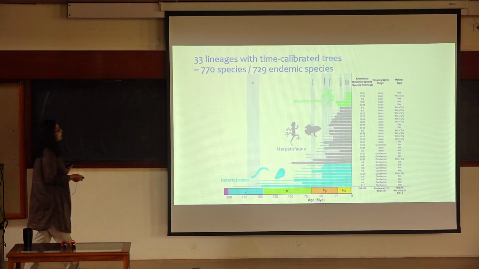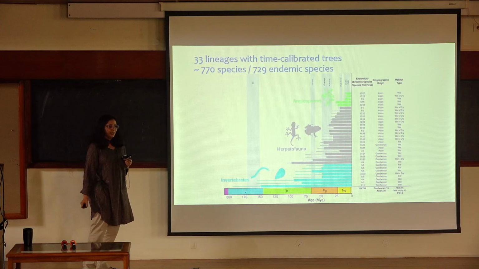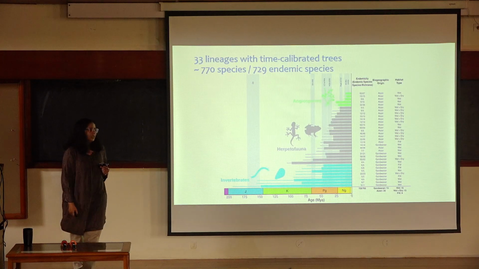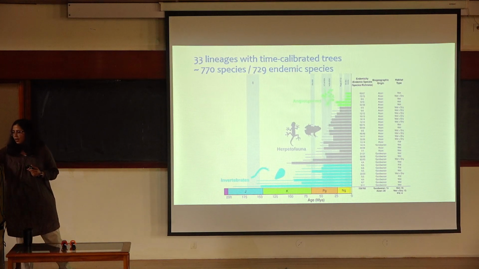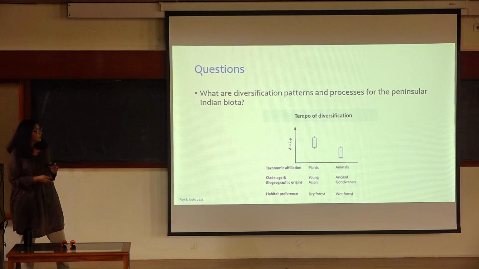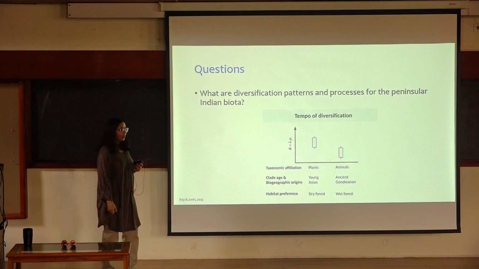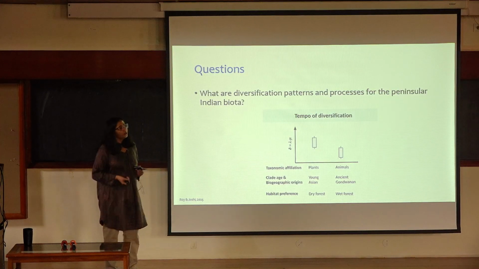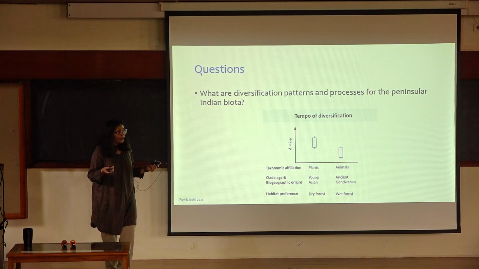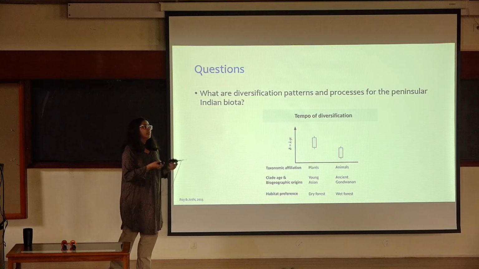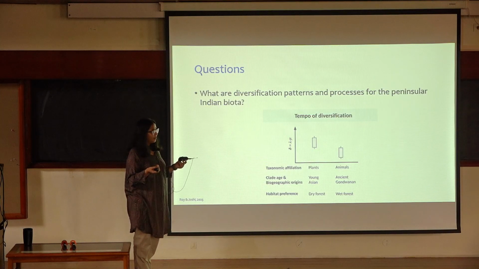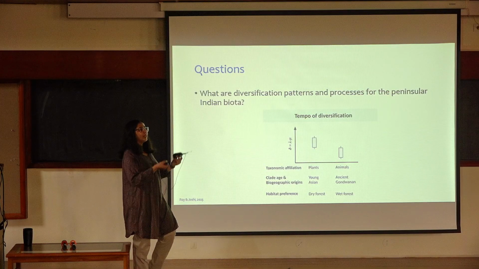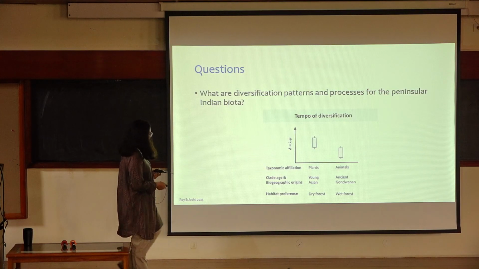This is the data set. We looked at 33 time calibrated trees, which span across angiosperms, herpetofauna, invertebrates. The two questions we asked: what sort of patterns do we see? Do we see elevated patterns in general in plants? Because people have argued that they have large range sizes, they show polyploidy, their dispersal modes are different. So you may have higher diversification rates or speciation rates as compared to animals. Is that one reason we see higher diversity across patterns?